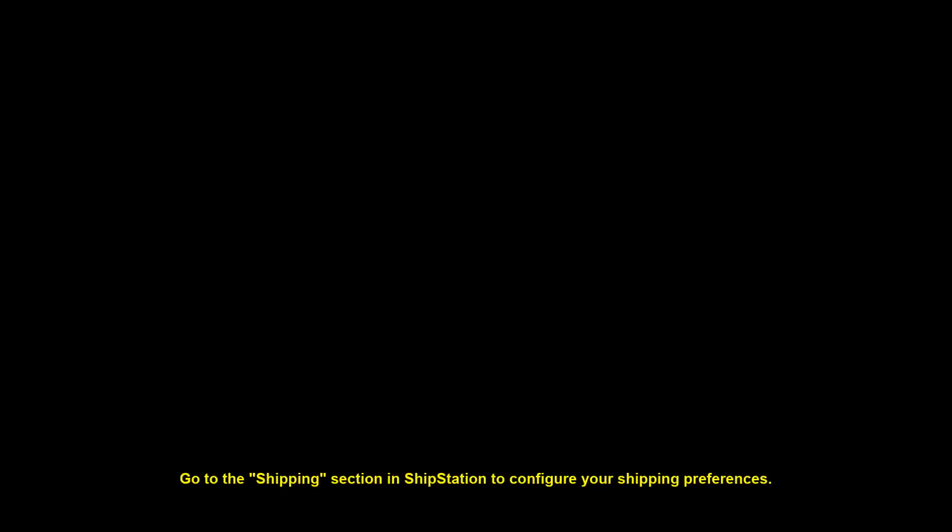Go to the Shipping section in ShipStation to configure your shipping preferences. Customize your shipping options, such as carrier and service levels. You can set rules for automatic shipping and handling based on your business needs. Once your workflows are set up, always remember to save your changes.